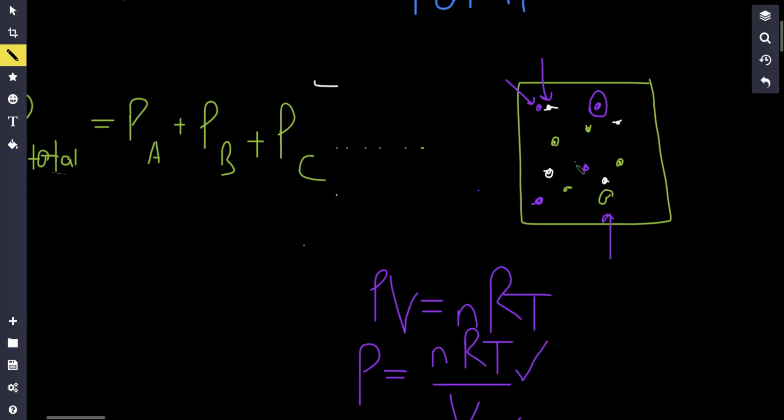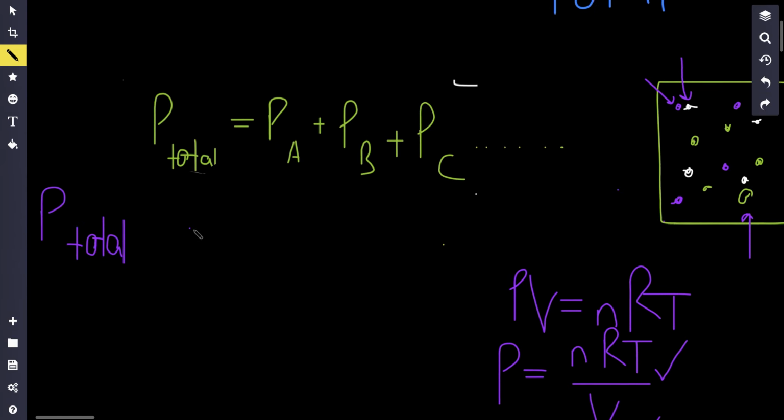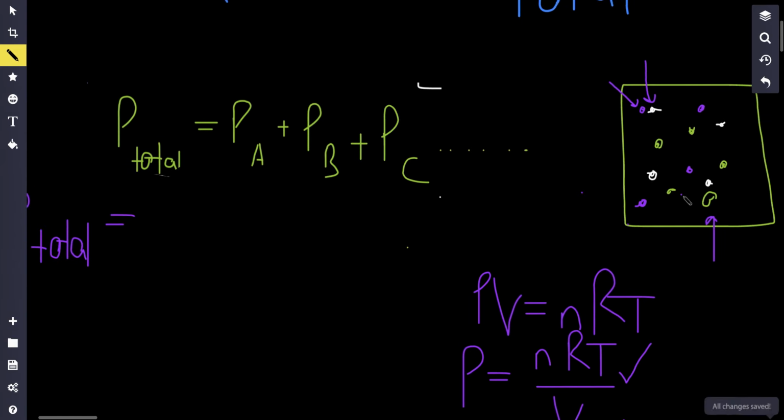So let's say the purple particles were particle A. All of these purple particles would be exerting some sort of pressure on the container. Same with the green particles, right? All of these will be exerting a pressure as well, and so will the white ones. So the pressure exerted from the purple particles plus the pressure exerted from the green particles plus the pressure exerted from the white particles is going to give us the total amount of pressure, right? Because if you just add up all the partial pressures, you get the total pressure.